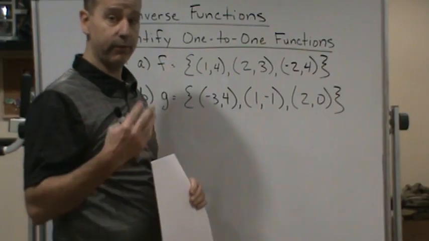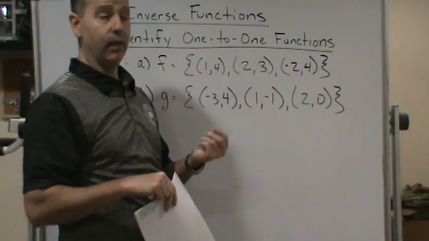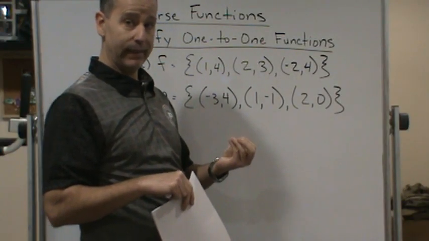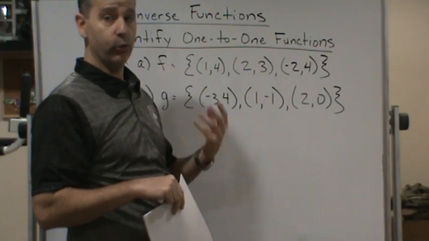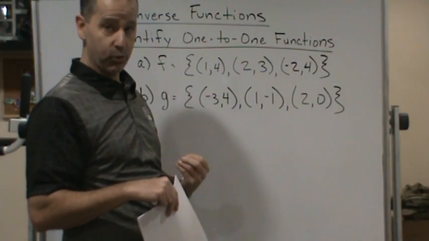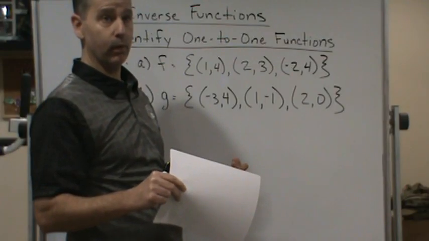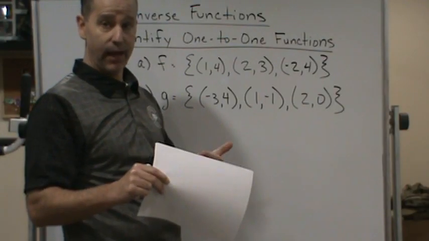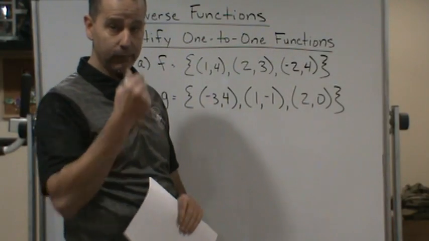So remember, the definition of a well-defined function is that for every value in the domain, there is exactly one value in the range that it maps to. So we don't want to see the same x value being mapped to two different y values in the range, right?